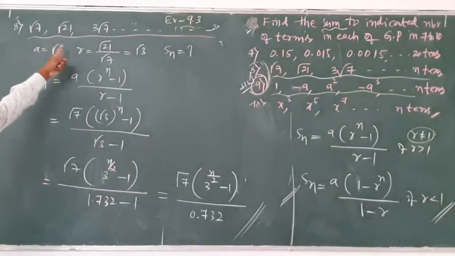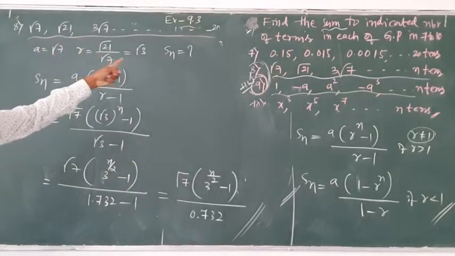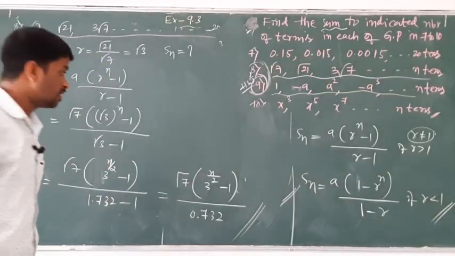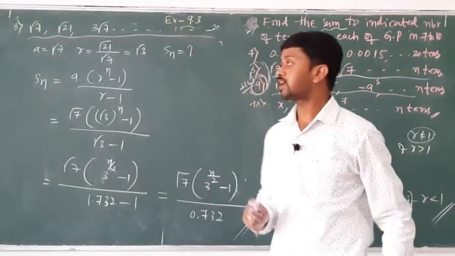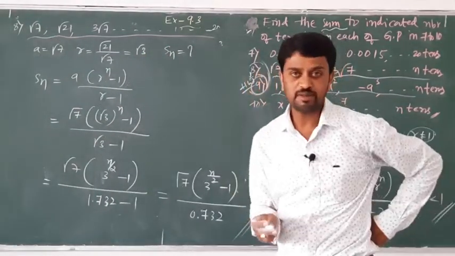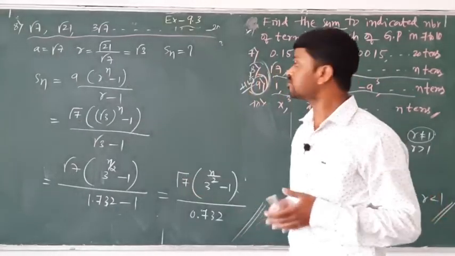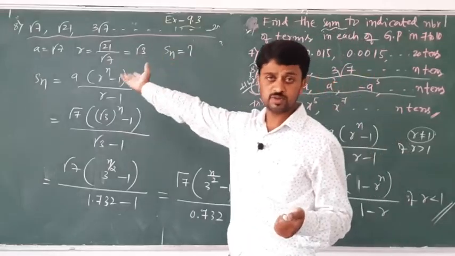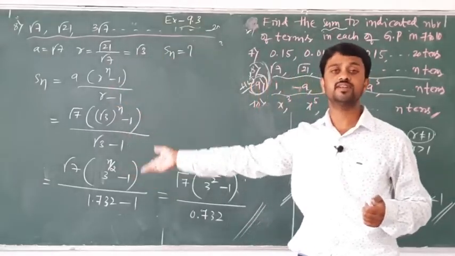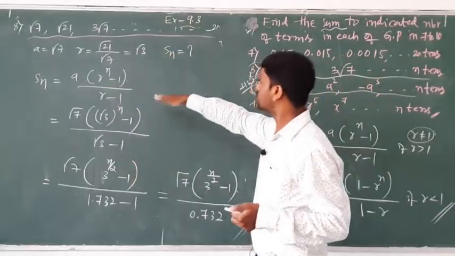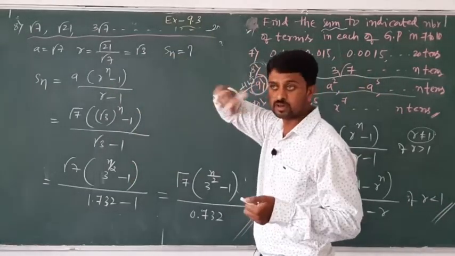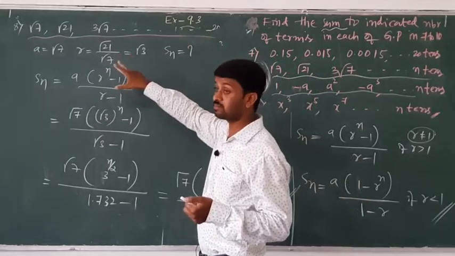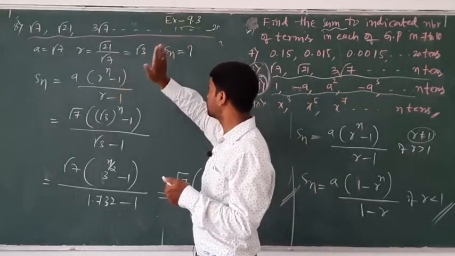Listen: root 7, root 21, 3 root 7, and so on. Find out the sum of n terms of the GP. What is the a value? That's easy, a is equal to root 7. What is the common ratio? A2 divided by A1, root over 21 divided by root 7. Root over 21 divided by 7 gives root 3, so r is equal to root 3.